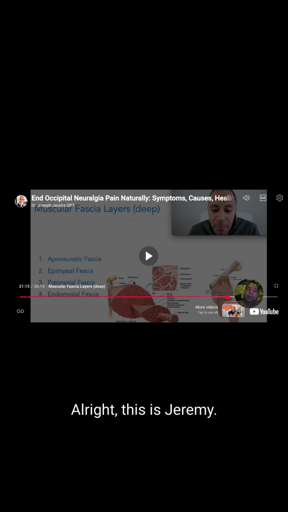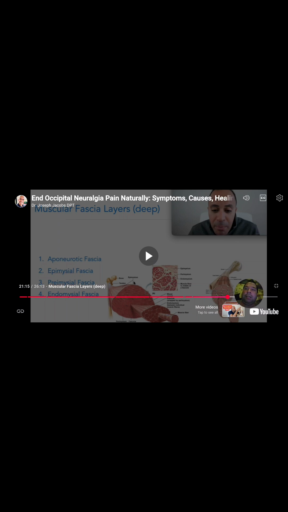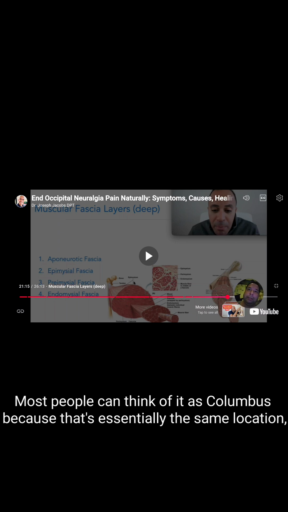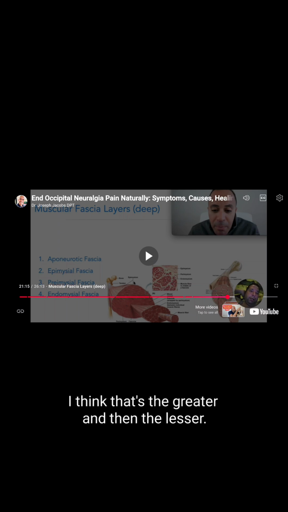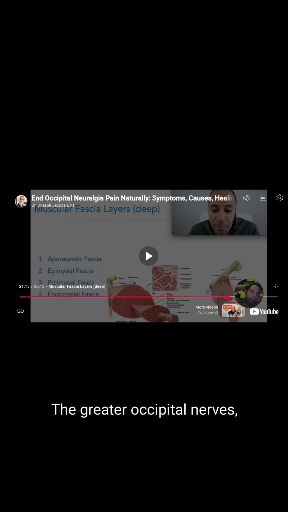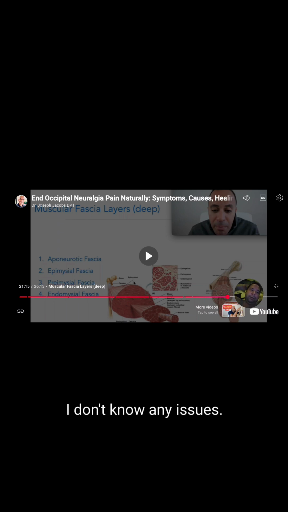All right, what's this, Jeremy? I'm just trying to figure out my situation here in Delaware, Ohio. Most people can think of it as Columbus because that's essentially the same location. But the occipital nerve, I think that's the greater and then the lesser. The greater occipital nerves, I think that's where I'm having the issue, but I could be wrong.